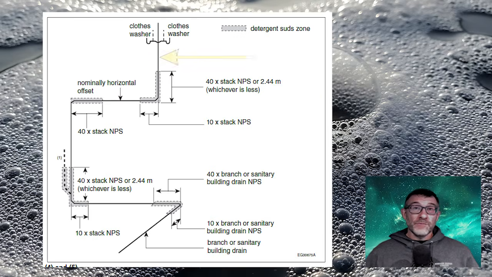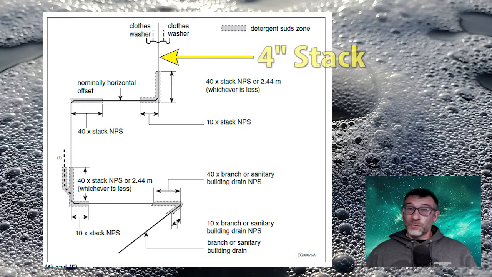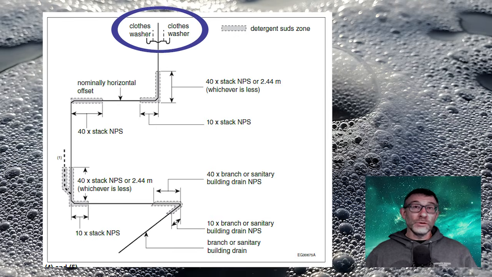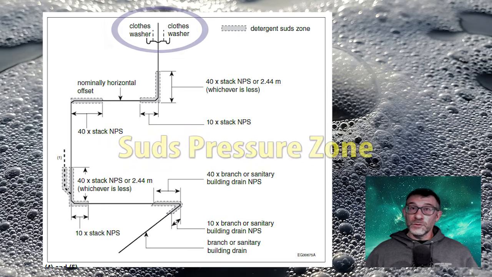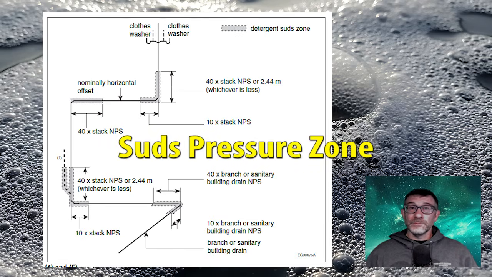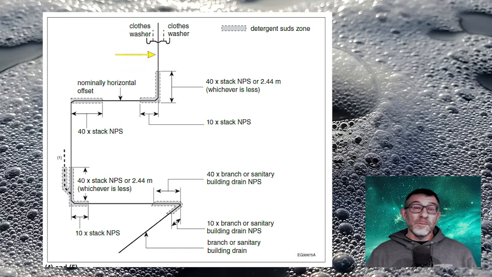First of all, we have the soil away stack, which we're going to say is 4 inches in size, so we can do math on it. And we have 2 clothes washers draining through it. Therefore, now we have to concern ourselves with laundry sud zones. So right near the top, we're coming down and we're about to make a bend that's greater than 45 degrees. So we have to consider our first laundry sud zone, which will be vertical.